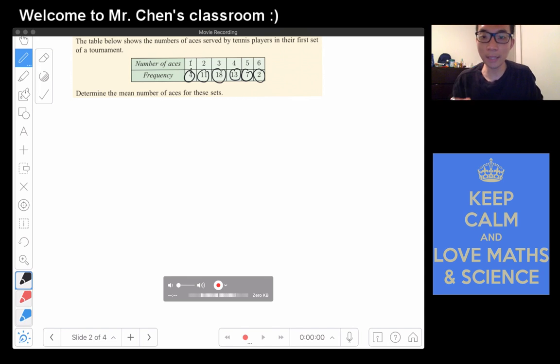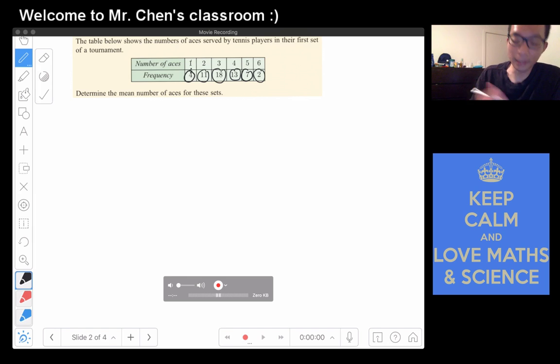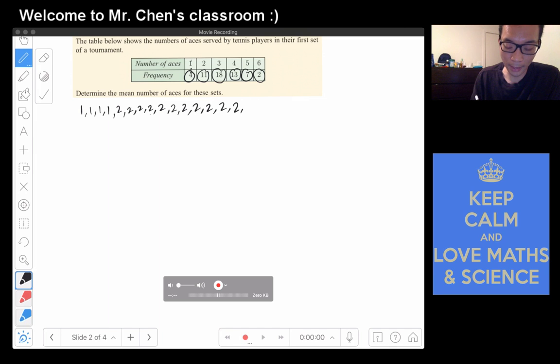Okay, so the reason why the table is there is that the data come from things like this. So you have 1, 1, 1, 1, because there are 4 ones. Okay, and then 2, 2, 2, 2, 2, and so on. So 2 happens 11 times. Okay, that means 11 players score 2 aces. And then 18. So you get what it means.